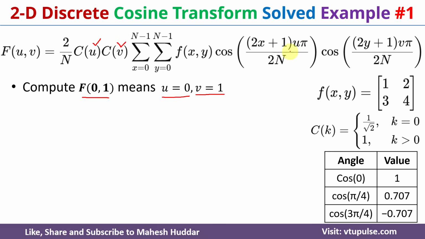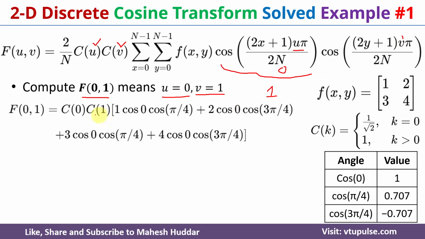And here we can see that if you put u is equal to 0, this will become 0 and cos of 0 value is 1. So this whole value will become 1 and this will become cos of this one multiplied with pi divided by 2n because v value is 1. So we will put those values, c of 0, c of 1.